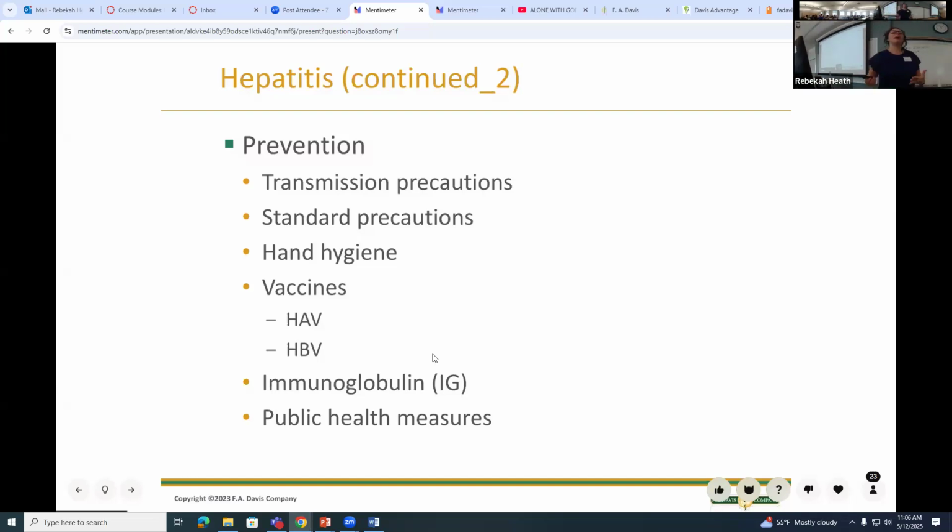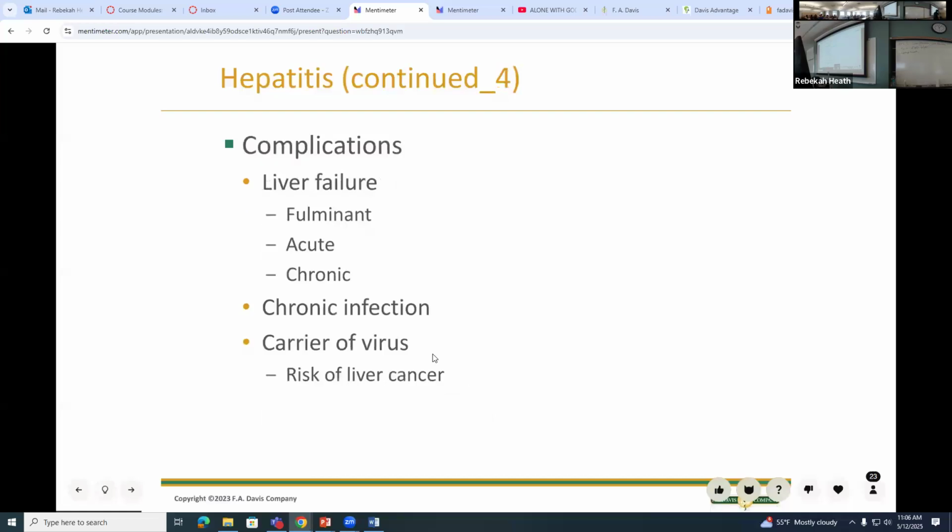That's why we have those public health measures, why we require people who work in food handling to have their food handler's license so they know how to properly prepare food. Some of the complications, really liver failure. That's the big thing. We're going to talk about acute and chronic liver failure.